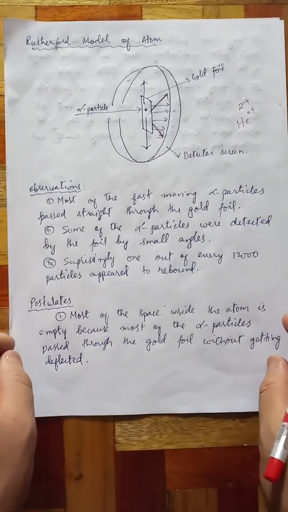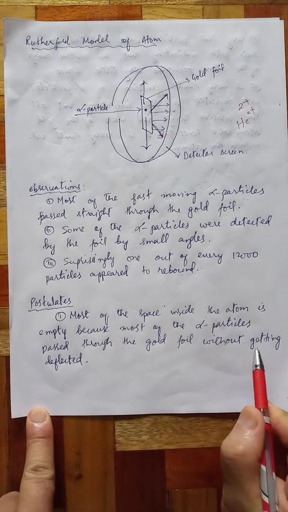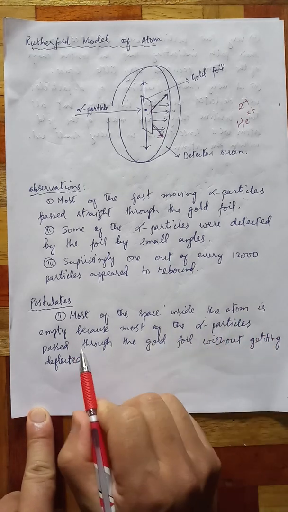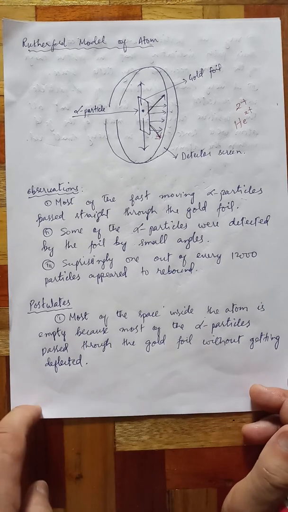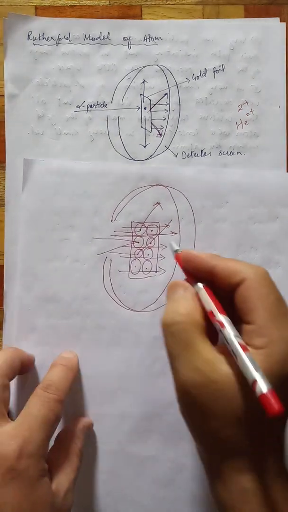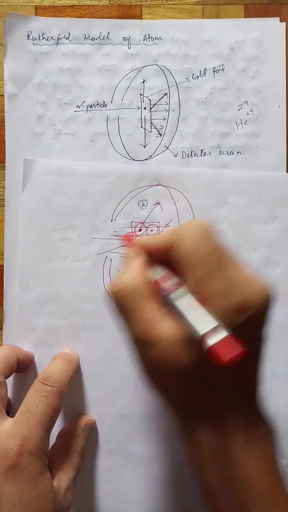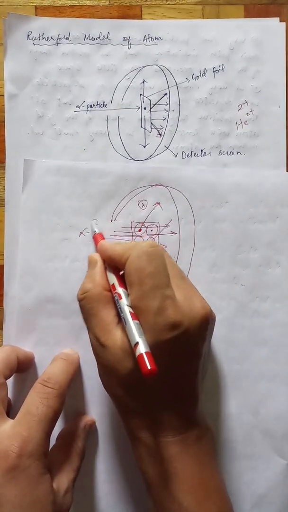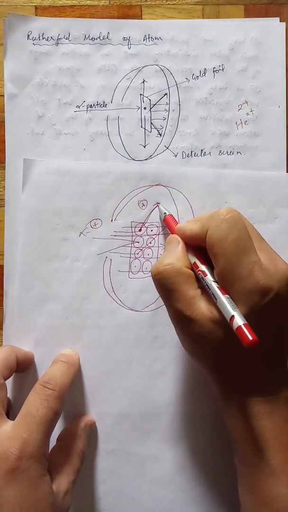The postulates of his model are: most of the space inside the atom is empty, because most of the alpha particles pass through the gold foil without getting deflected. You already know that like charges repel each other, and only unlike charges attract each other. So consider this is the proton. Proton carries positive charge, and the alpha particle also carries positive charge.